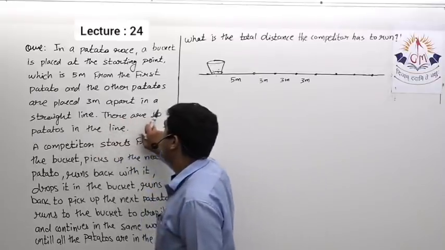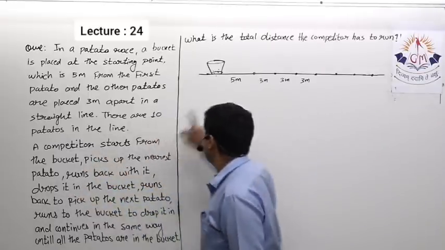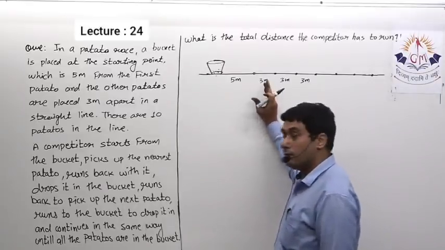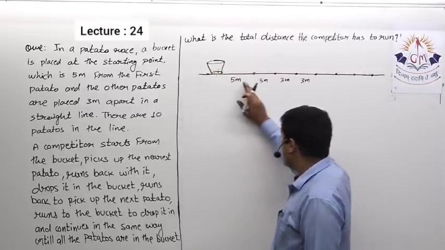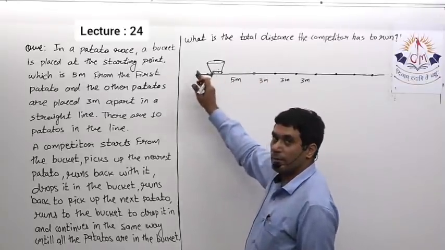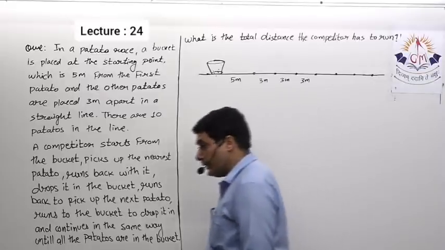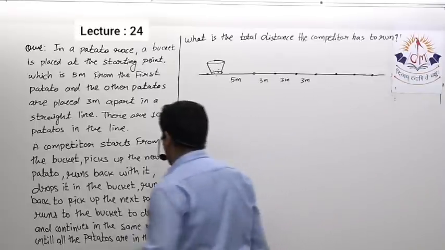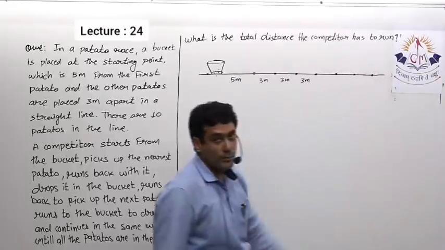Okay, and how many potatoes are there? There are 10 potatoes in the straight line. Now a competitor starts from the bucket, picks up the nearest potato, runs back with it, drops it in the bucket, then runs back to take the second potato, then again comes back toward the bucket, drops it in the bucket, and so on. So doing this, in this complete process, taking all the potatoes, what we have to find is the total distance the competitor has to run.